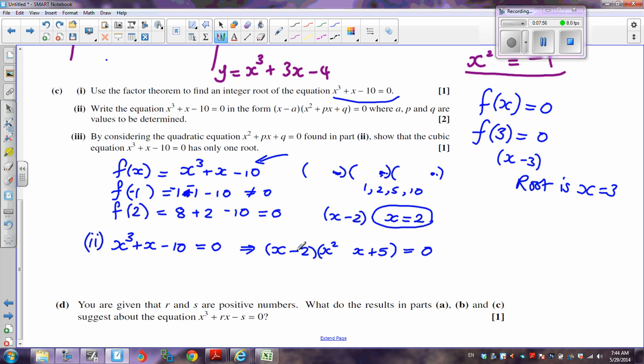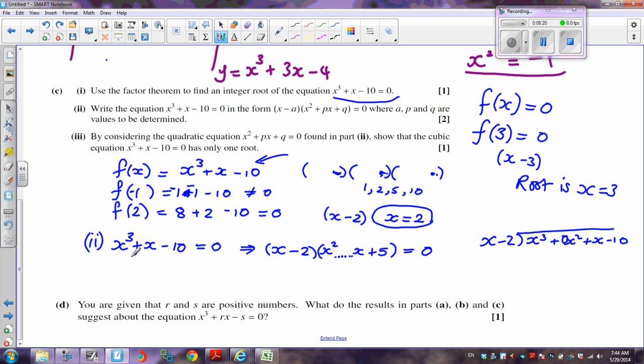And here's the clever bit. I could do algebraic division, where I'm going to divide x minus 2 into x cubed plus 0x squared plus x minus 10. But actually, that's going to take me a while. I'm not going to bother with that. All I need to actually do is figure out what number goes here.